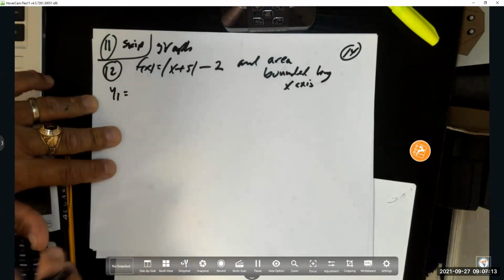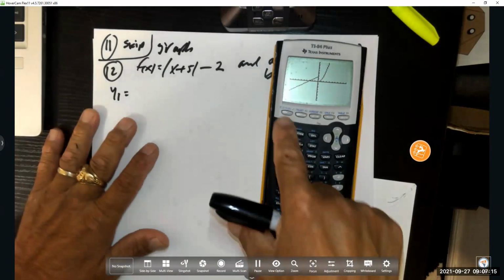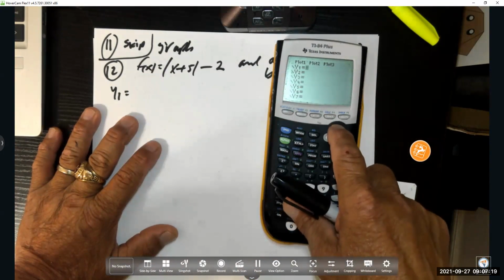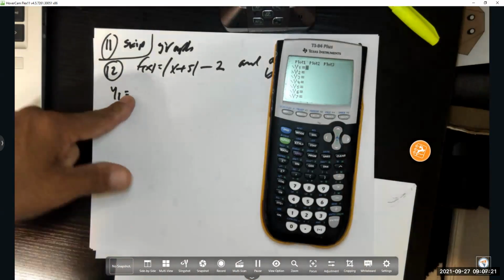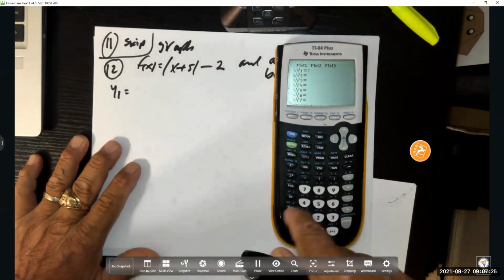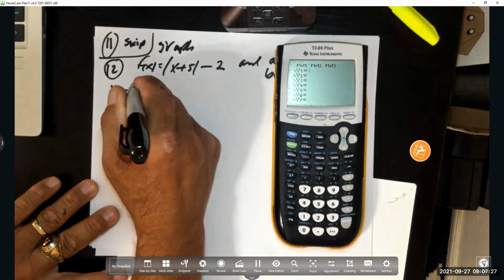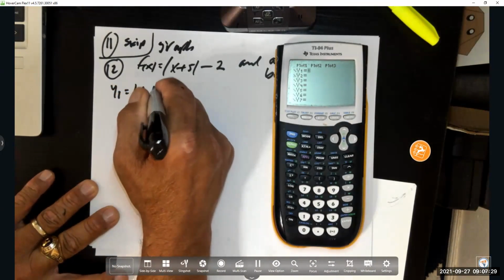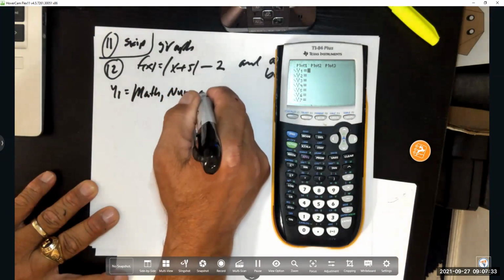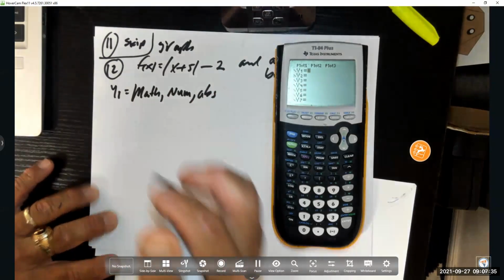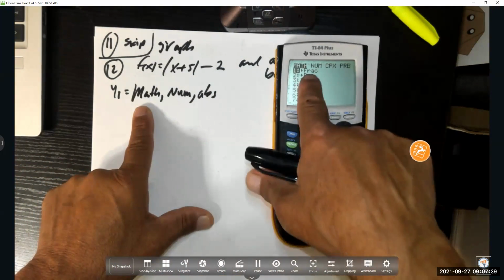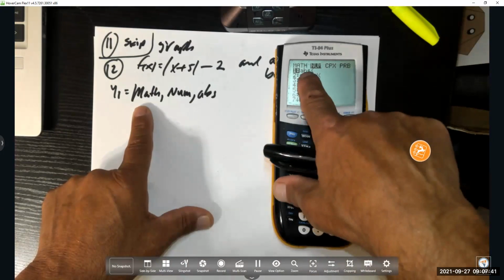Put y1 on your calculator. Let's go back to your graph. Y, clear and clear. Get rid of all that stuff. Now, in here, you're going to have to do absolute values. Let me show you how to do that in case you forgot. You're going to hit math, number, abs. Math, number is right here on top. Abs is right there, the first one.